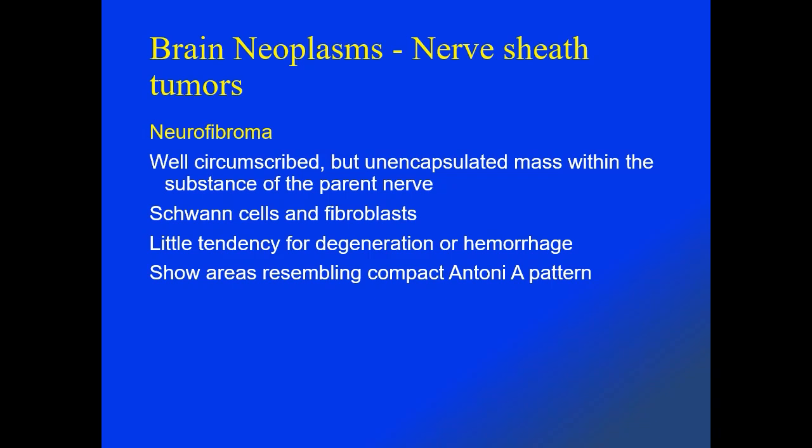Neurofibromas are unencapsulated masses which arise from within the substance of the parent nerve. They are composed of Schwann cells and fibroblasts. They show little tendency for degeneration or hemorrhage. These tumors show areas of organization resembling the compact Antoni A pattern.